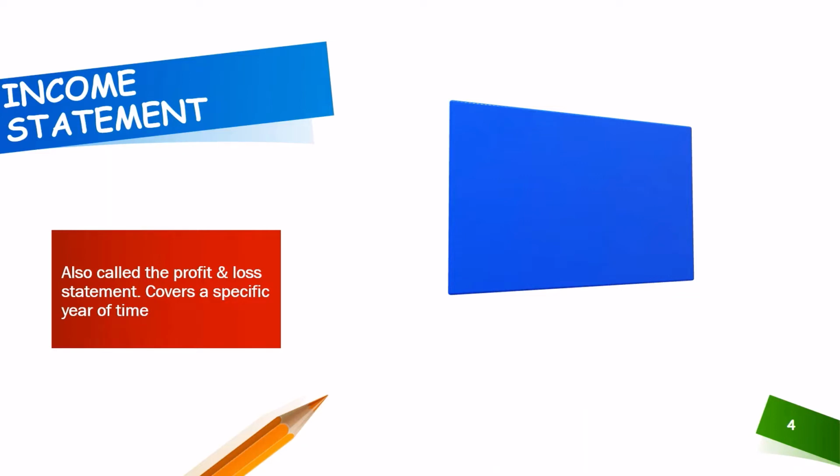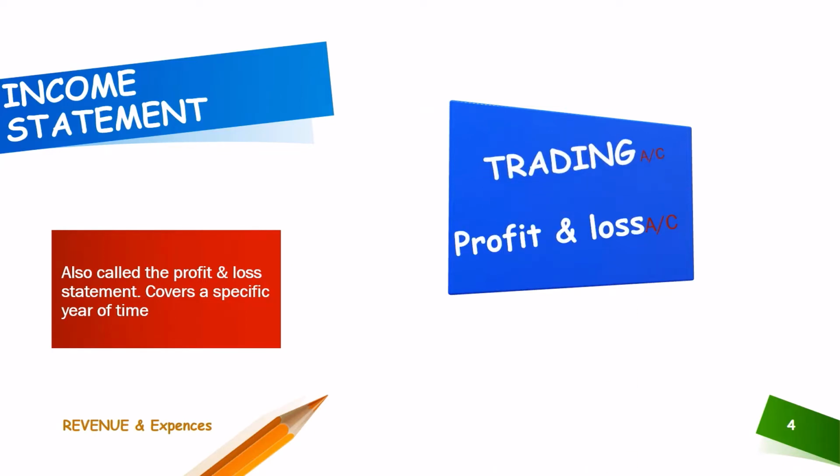In the income statement, we classify into two types. One is the profit and loss account and the other is the trading account. In the profit and loss account, we record all the transactions which are related to the office. In the trading account, we record all the expenses and all the incomes which are related to the manufacturing unit. Trading account is meant for the manufacturing unit and the profit and loss account is meant for office purposes.